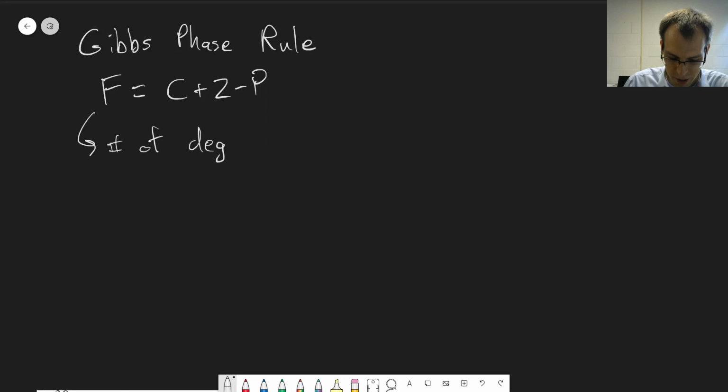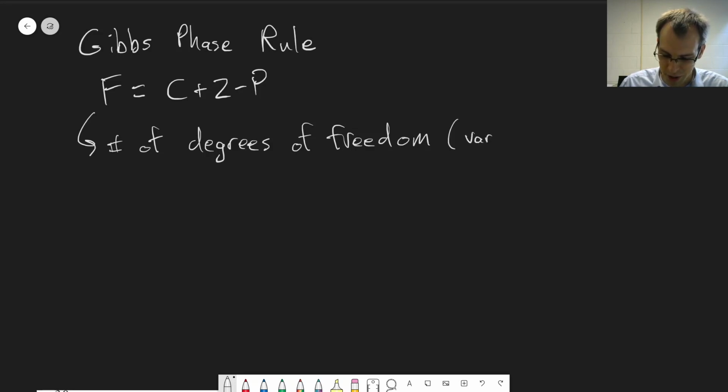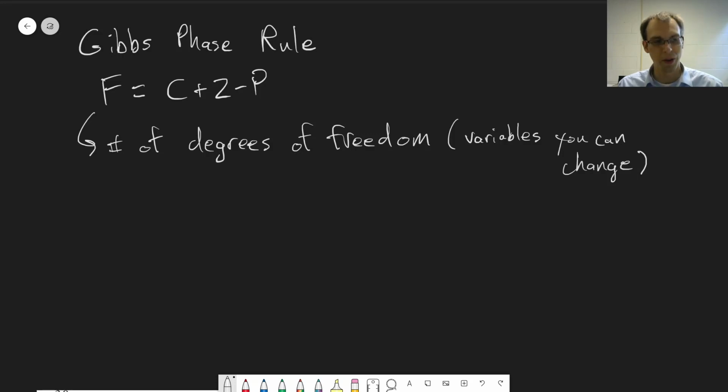F means degrees of freedom, and by this we mean how many variables can be changed. We usually are thinking about the variables of temperature and pressure, right? So number of degrees of freedom, which is variables you can change. So maybe if you can only change one variable, then you would get a line. If you can change two variables, you get a plane. If you can change 0 variables, you get a point. Which relates to the lines and points and areas that we see on a phase diagram.